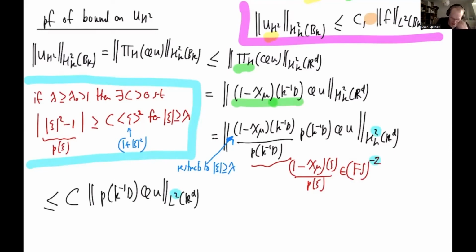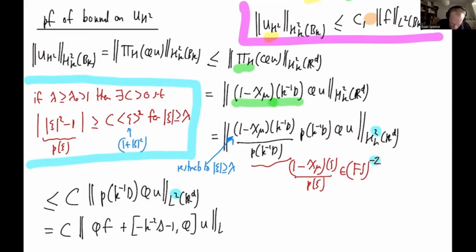Right, and now remember this P of k^{-1}D is the Helmholtz operator, right? So I've effectively got the Helmholtz operator on u, that's kind of f, right? So I'm almost done. I've almost got the right hand side being f. The only difference is I have this phi here, so I need to do something about that, but it's not going to be difficult. So this is, okay, constant times phi times f plus then the commutator of the Helmholtz operator with phi acting on u.